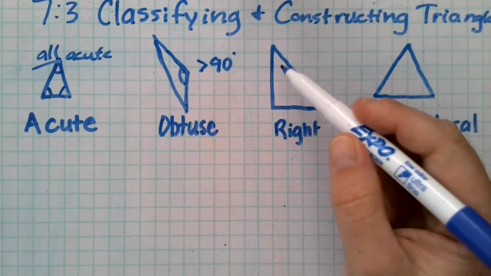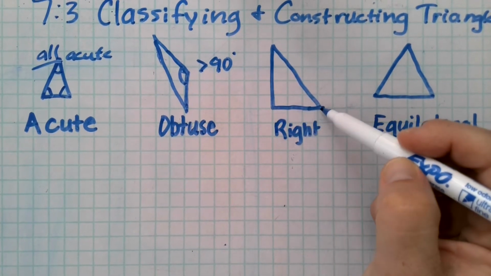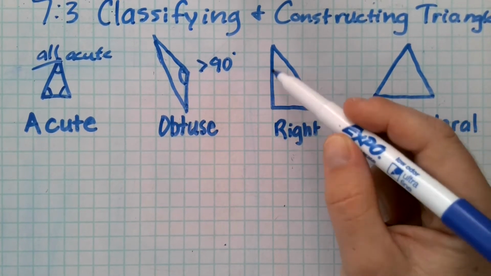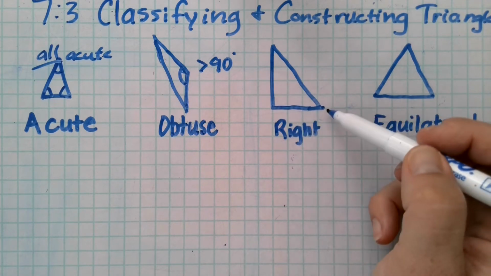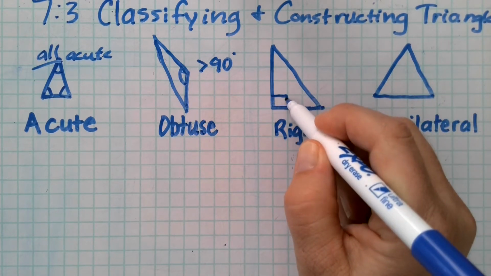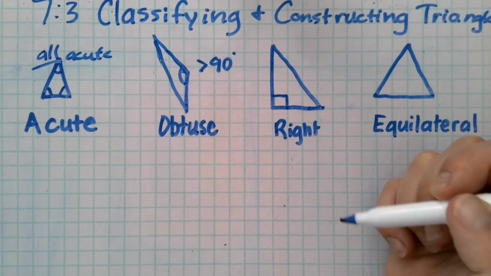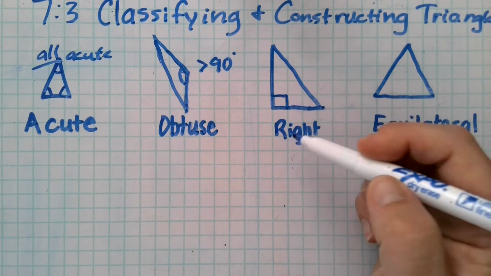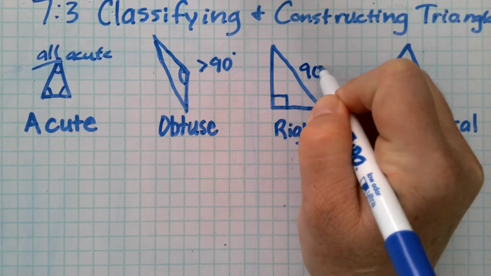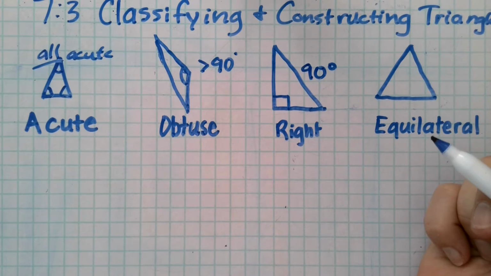This one, you're going to notice two parts of the triangle, the base and the height, fall along these grid lines. So we know that it meets at a 90-degree angle, which we call a right angle. So any triangle that has a 90-degree angle is a right triangle.